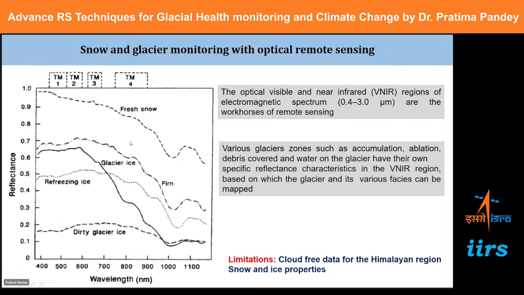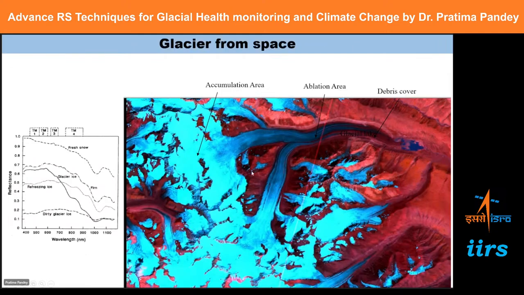So the same you can see from this image. This is a satellite image of a particular glacier. So this is the fresh snow part, which is very bright because the albedo is very high. The reflectance is very high here. So this is the accumulation zone of the glacier. We have seen in the field photograph that the accumulation zone is fully covered with snow. So it looks very bright because of the high albedo.